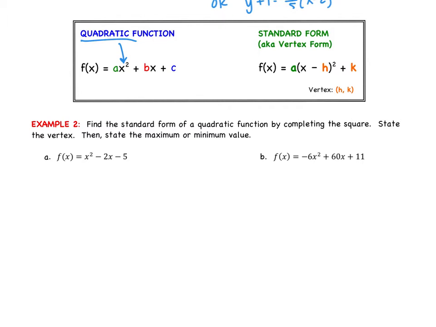We're going to do an example together and then you all are going to try one. So it says find the standard form of a quadratic by completing the square, state the vertex, then state the maximum or minimum.